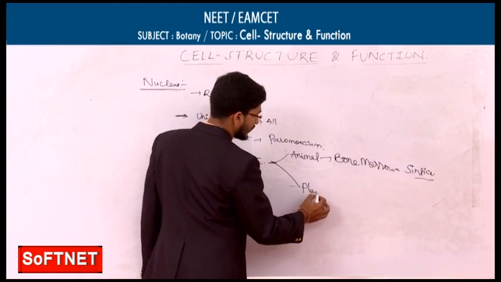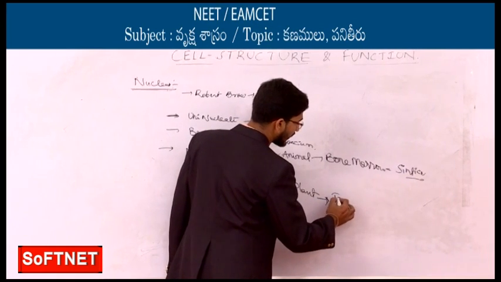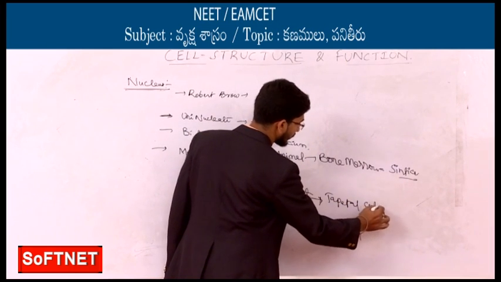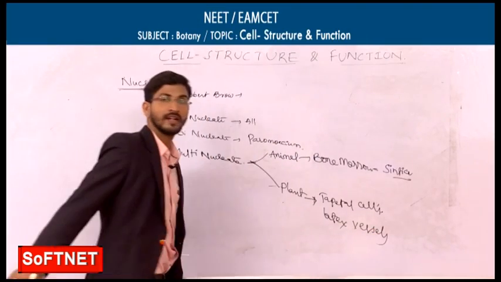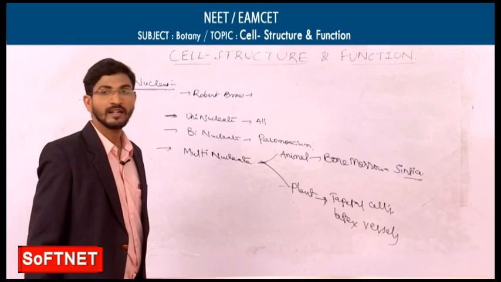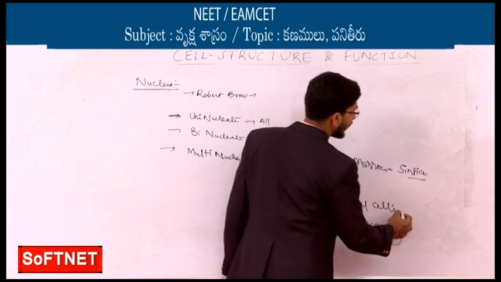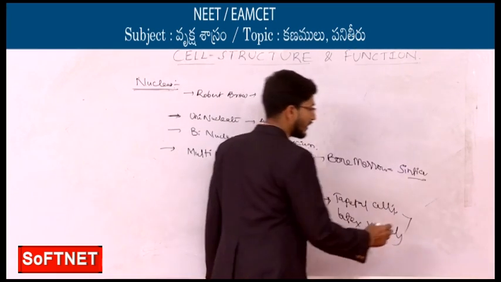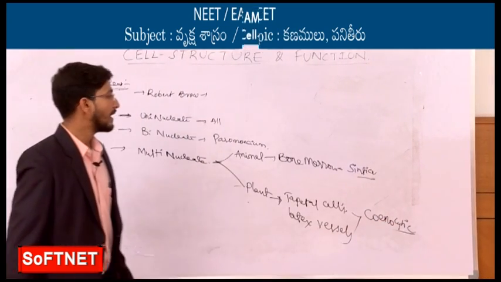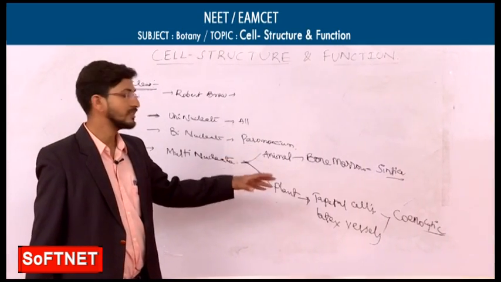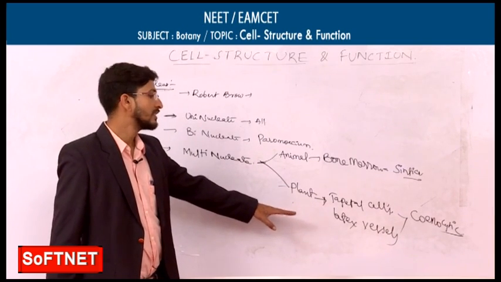Now in plant cells, an example of the multinucleate condition is tapetal cells as well as latex vessels. These tapetal cells and latex vessels generally contain the multinucleate condition. The multinucleate condition in plant cells is known as cenocytic condition. So the multinucleate condition in animal cells is known as syncytia, whereas in plant cells it is generally known as cenocytic condition.